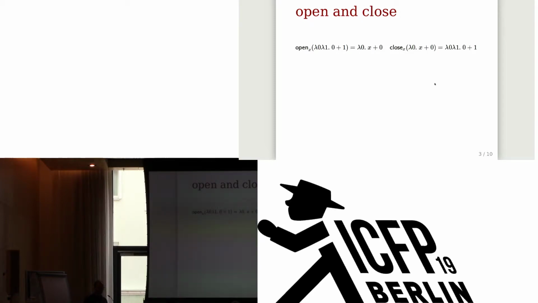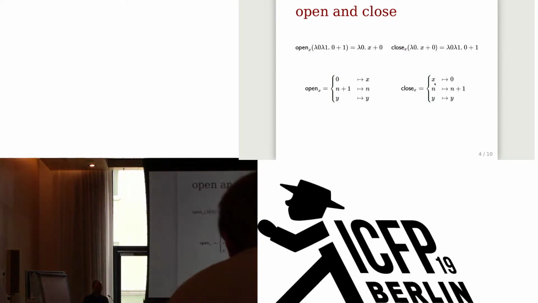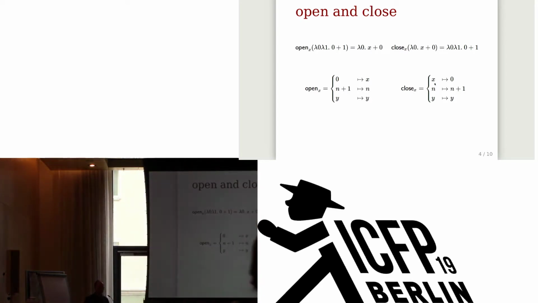And these act fairly straightforwardly on variables. Open with x maps 0 to x, and all of the bound variables go down by 1, and all of the free variables stay as they are. And closed is the opposite. It maps x to 0, all of the other bound variables go back up by 1, and the free variables stay as they are. So this is how, in the locally nameless style, we operate on syntax. When we want to examine a lambda term, we open it. When we're done with it, we're trying to construct one, we close it back up again.